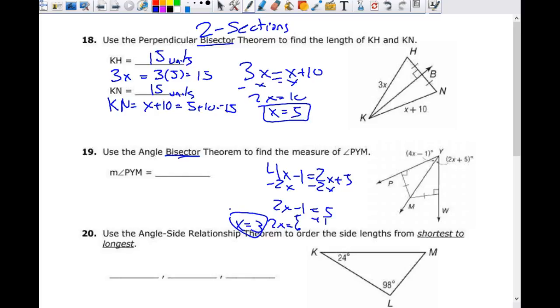It's looking for P, Y, M. Here's P, here's Y, here's M. What's the equation for P, Y, M? Someone tell me. 4x minus 1. 4x minus 1 is equal to PM. 4, what was x equal to? 3, minus 1. 4 times 3 is 12, minus 1 is 11. 11 degrees because it's an angle.